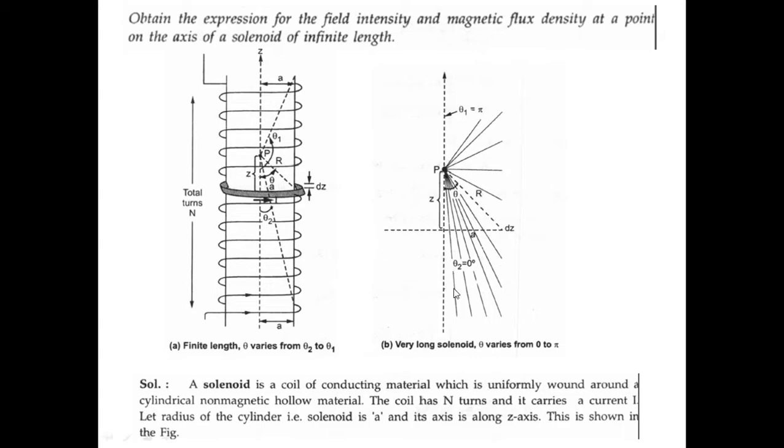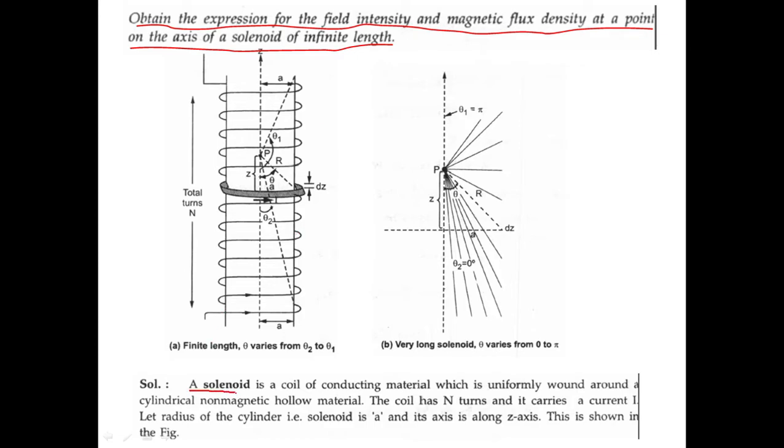Yeah, we'll start with the magnetic field intensity of a solenoid. So here we have to obtain the expression for field intensity and magnetic flux density at a point on the axis of a solenoid of infinite length, right? Now this is a solenoid. First we'll understand what we mean by a solenoid.